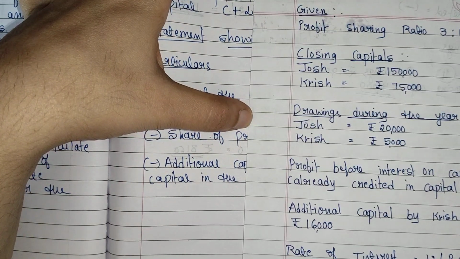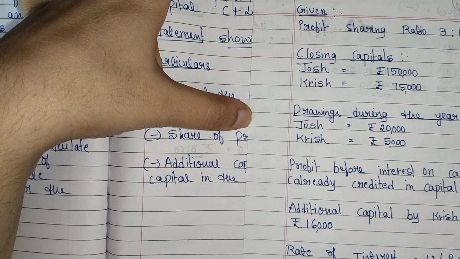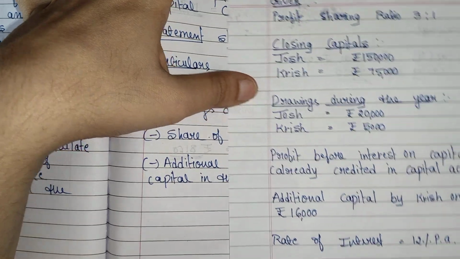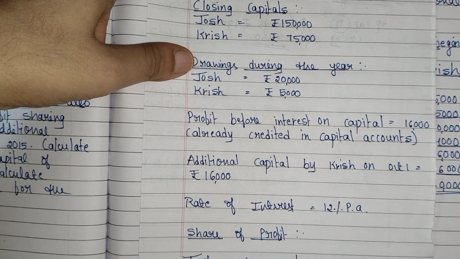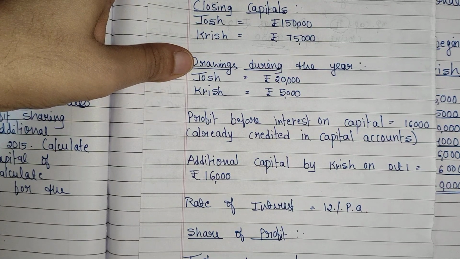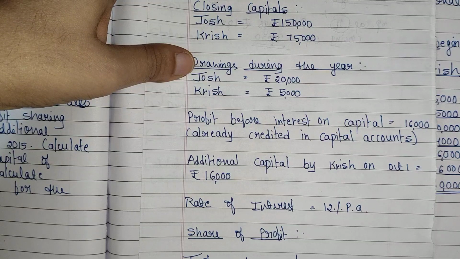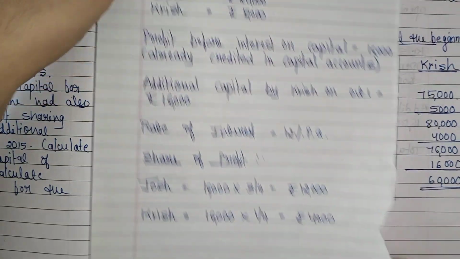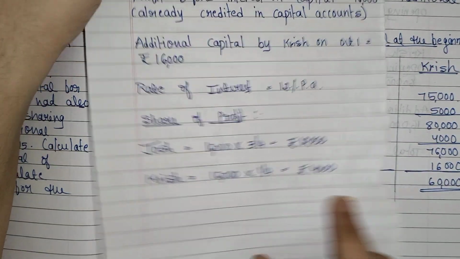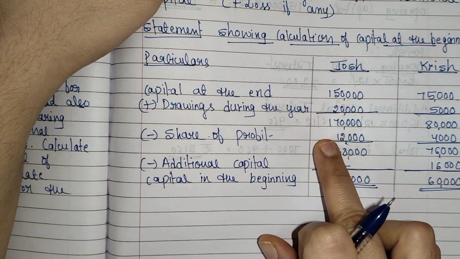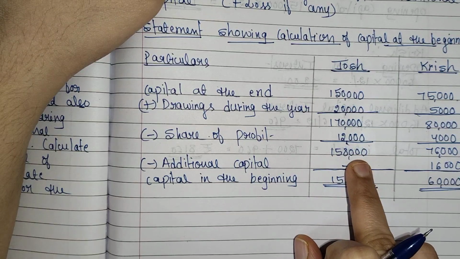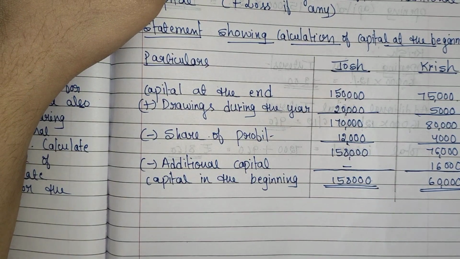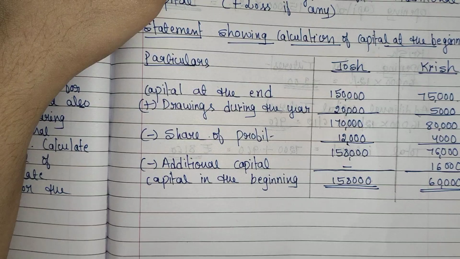Here profit that is already credited means profit has already been distributed among the partners and entered in their capital accounts. Clear? So anything credited to capital accounts, deduct it. So deduct 12,000 and 4,000. So write down 12,000 and 4,000. That is rupees 1,58,000 for Josh and Krish, that is 76,000.